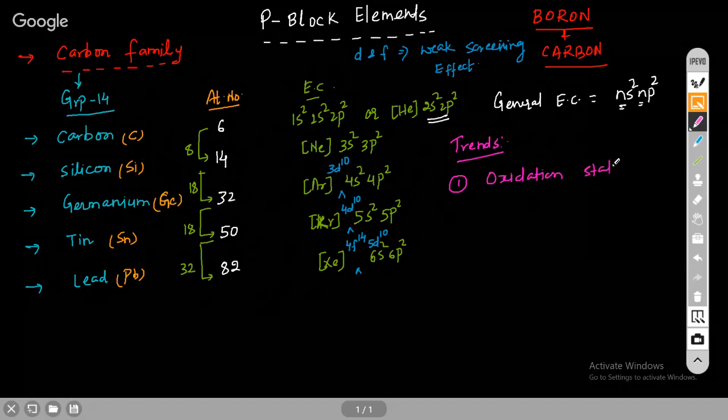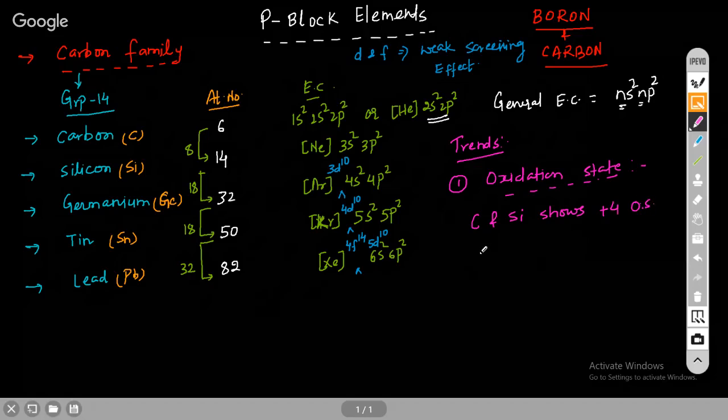Oxidation state. Okay, so in oxidation state, what happens? Carbon and silicon show +4 oxidation state, generally +4 oxidation state.